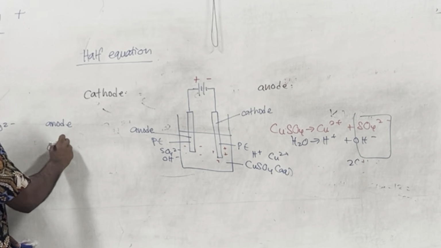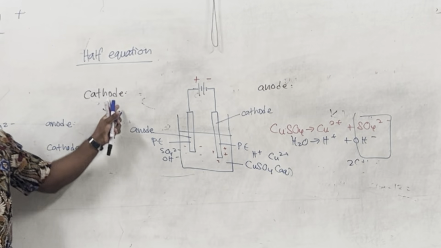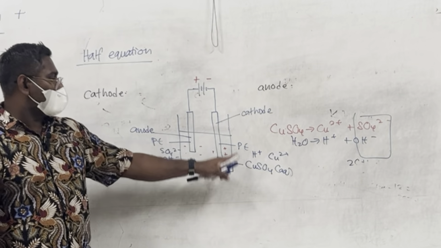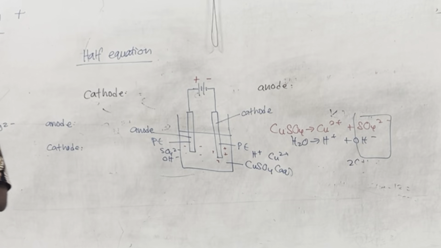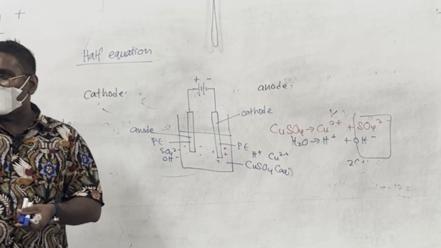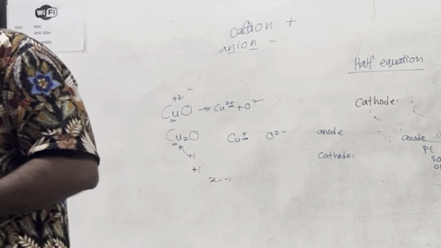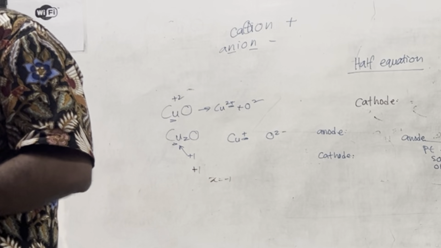What is going to happen at your cathode? Okay, you look at cathode, this is the cathode, you have H+ and Cu2+. One must be selected. The one that is going to be selected over here is going to be the one that is lower in the reactivity series. And the one that is lower in reactivity series is going to be copper.